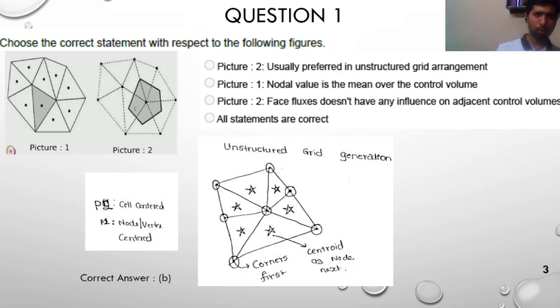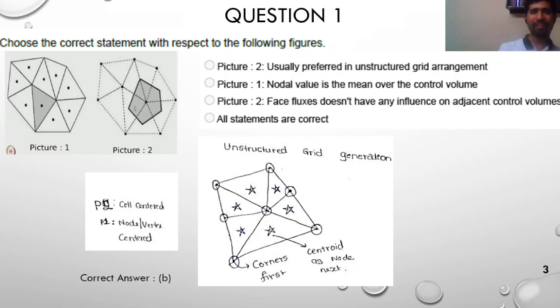Okay, so which should be the correct answer then? Yeah, I think I have already written it here. In picture one, which is node centered, the nodal value is the mean over the control volume. So the first option is not correct. That is why I told you, usually node centered is used, that is, picture one is usually used.